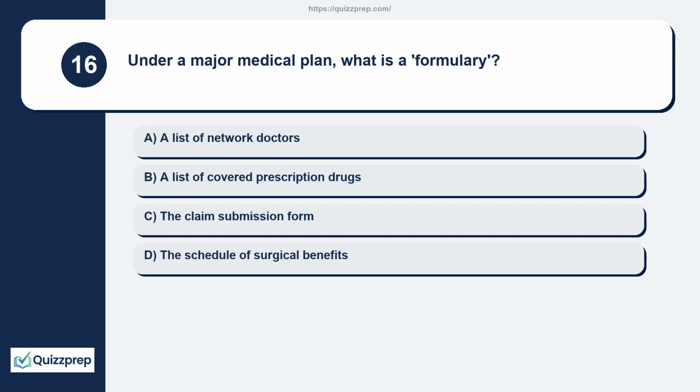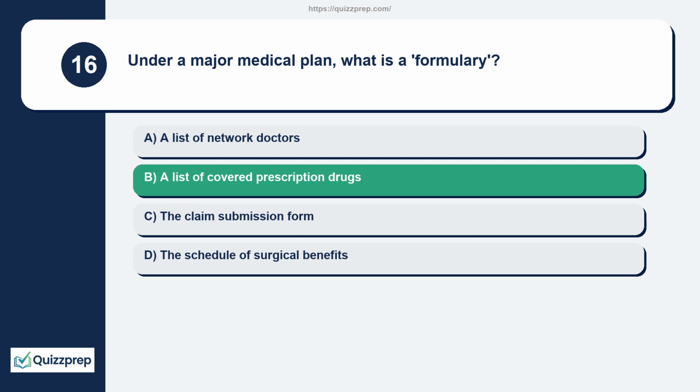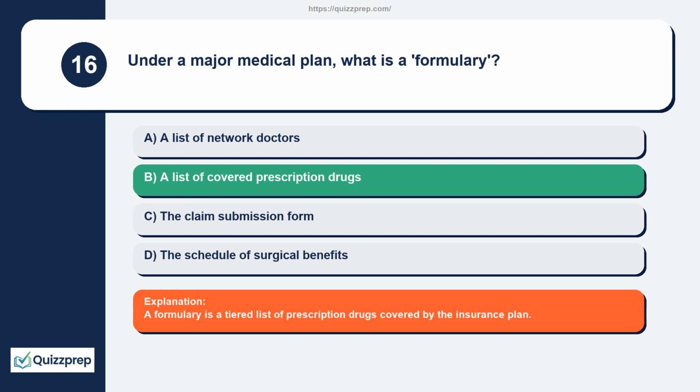Question 16. Under a major medical plan, what is a formulary? A list of network doctors, a list of covered prescription drugs, the claim submission form, the schedule of surgical benefits. A formulary is a tiered list of prescription drugs covered by the insurance plan.